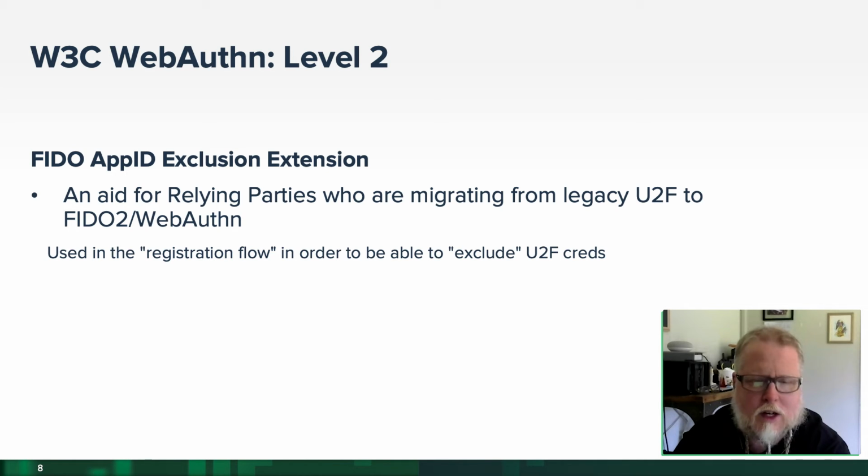There was already an extension for providing the older App ID, U2F App ID during a GET authentication. So this sort of rounds it out to provide a little bit of extra functionality on the make credential side for backwards compatibility.